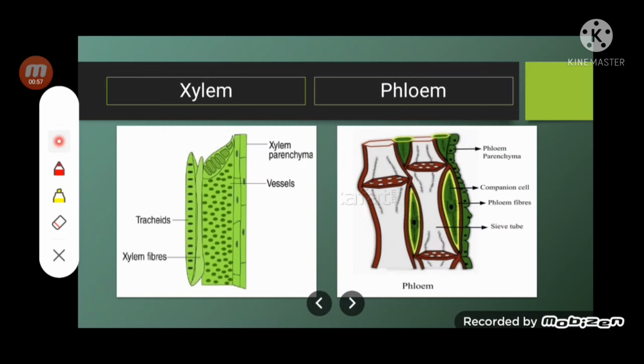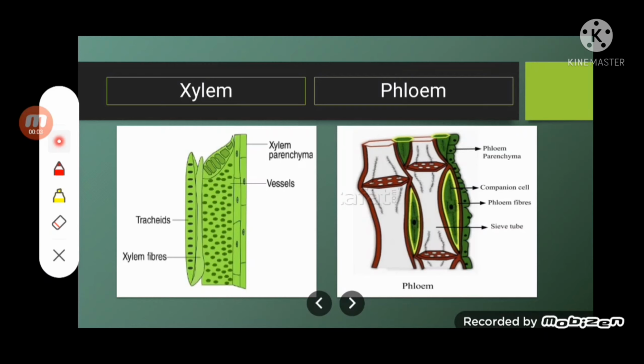And xylem parenchyma are also elongated and are related to the conduction of water, and they also store food. Here the vessels, tracheids and xylem fibers do not have protoplasmic content, so they are dead in nature. Xylem vessels and tracheids both lose protoplasmic content at maturity. Xylem fibers give strength, and xylem parenchyma is the only living part, associated with the conduction of water and storing food. And xylem vessels and tracheids are responsible for the upward transportation of water.